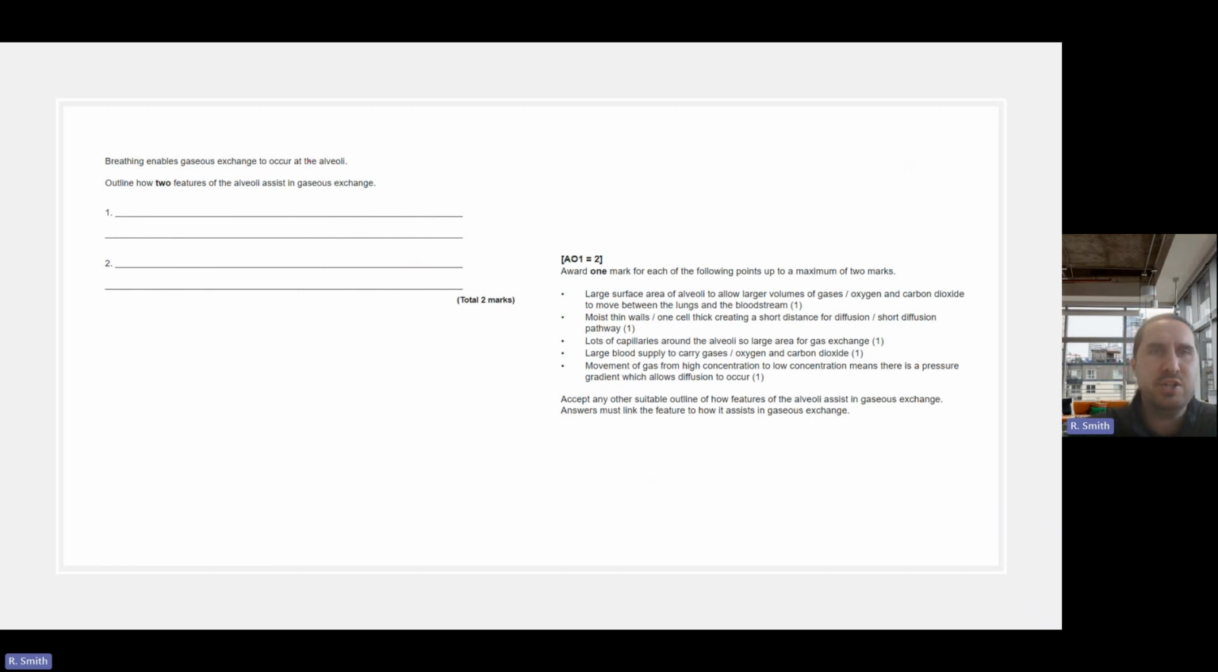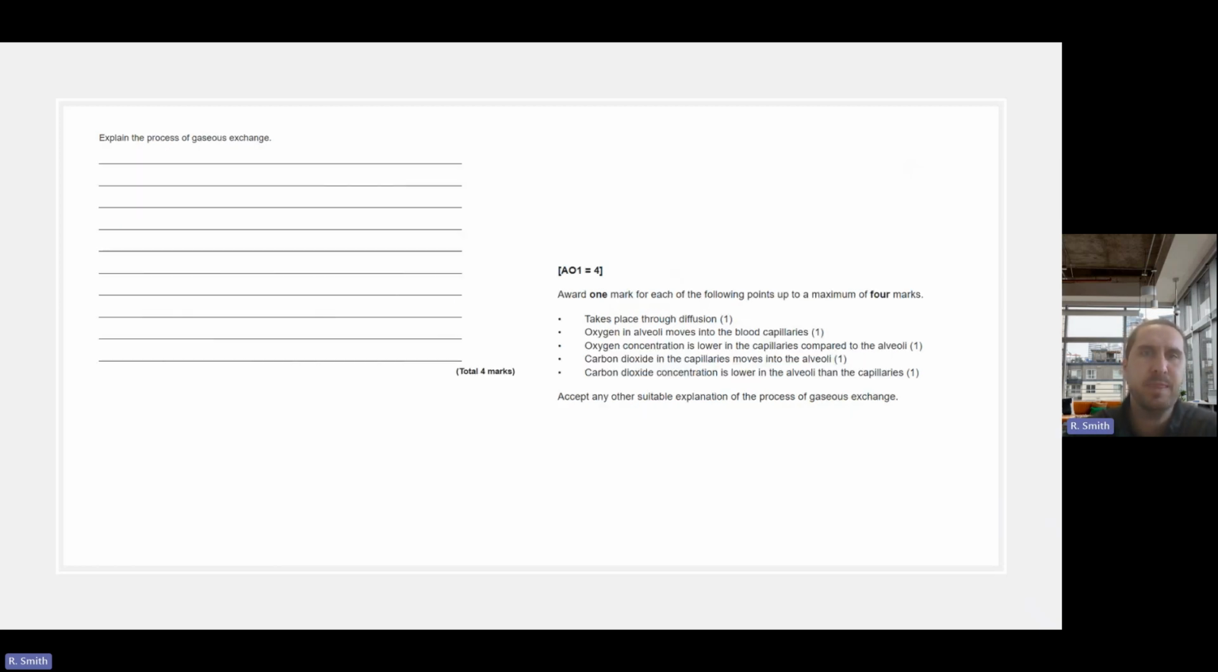Breathing enables gaseous exchange to occur at the alveoli. I'm going to underline it's here again, so I'll do that one. It's already given us that. Outline how 2 features of the alveoli assist in gaseous exchange. Really similar to that first question we just looked at. Large surface area, great blood supply, lots of capillaries to enable that gaseous exchange to take place.